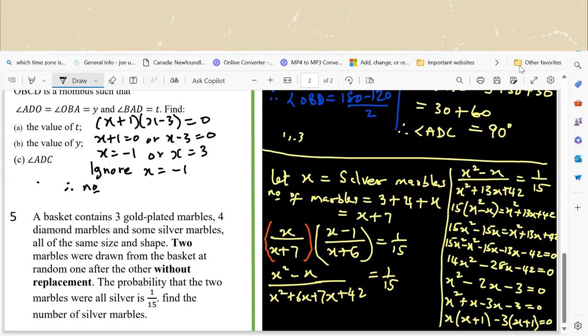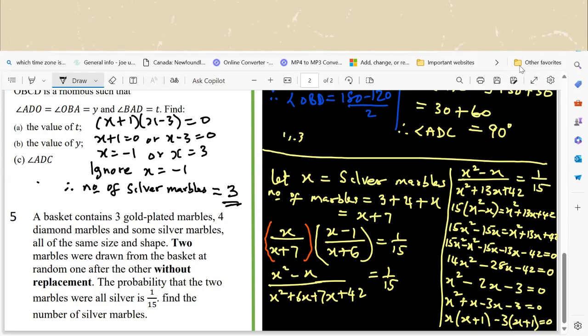Since we are looking for the number of silver marbles, therefore, number of silver marbles equals 3. And so that is it for today. So we've been able to do justice to this question number 5.